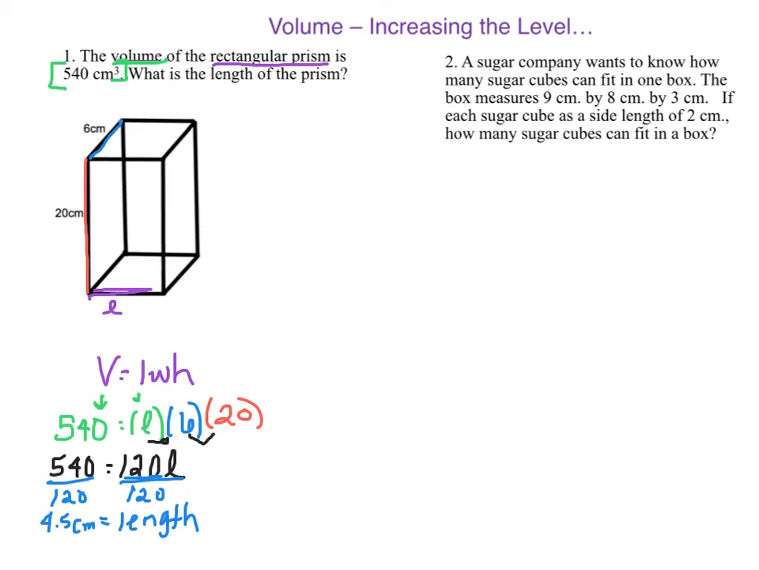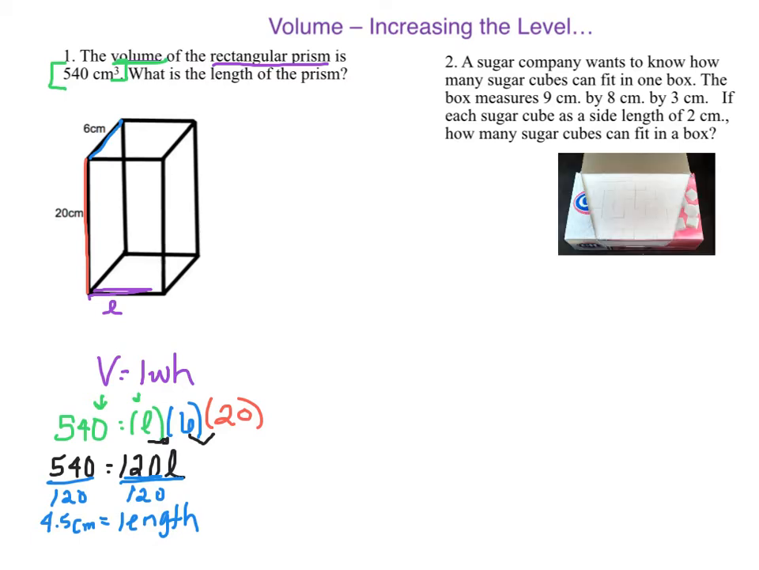Let's look at the second one. A sugar company wants to know how many sugar cubes can fit in one box. The box measures 9 centimeters by 8 centimeters by 3 centimeters. If each sugar cube has a side length of 2 centimeters, how many sugar cubes can fit in a box? So this is what a sugar cube box looks like. We have a regular rectangular prism for the box, and then if you see, there are little tiny individual sugar cubes. So we want to know how many of these little sugar cubes can fit inside this one box.